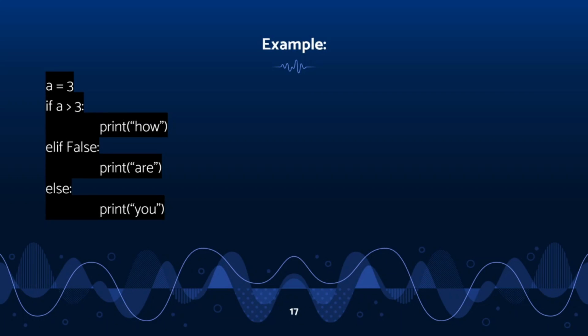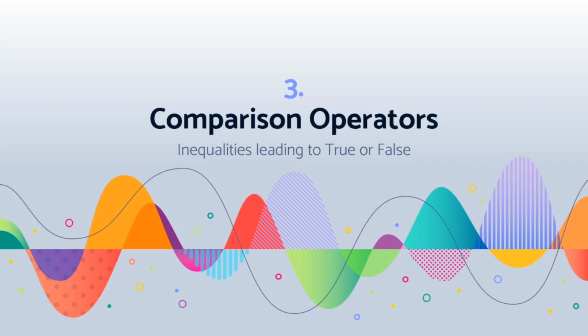Let's say a is 3. The conditional statement beginning with the if keyword evaluates to false. The second conditional statement literally says it's false. Since all the past conditional statements evaluate to false, the last condition beginning with the else keyword evaluates to true. Executing the print statement, this code will print string u. Now let's talk about some inequality symbols.